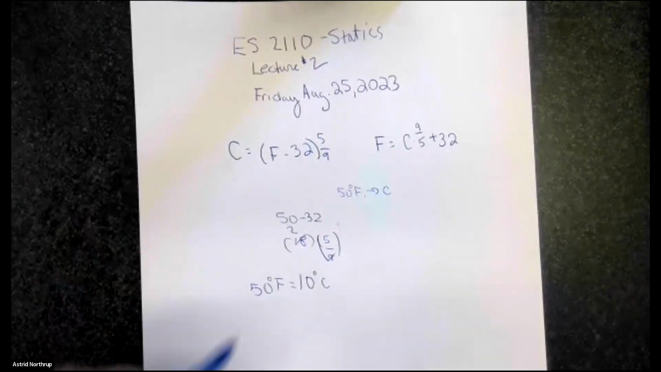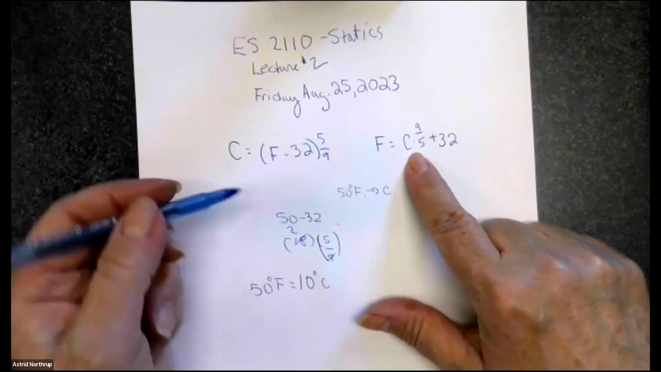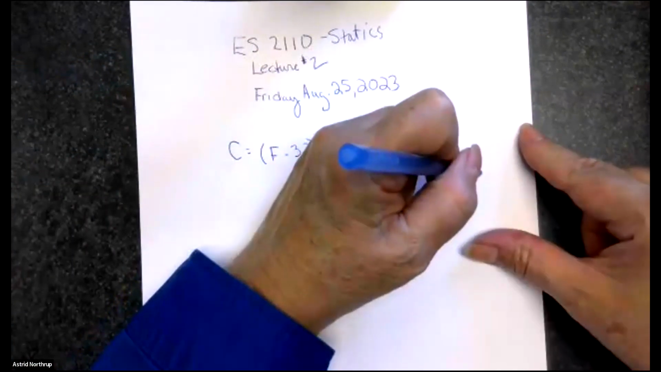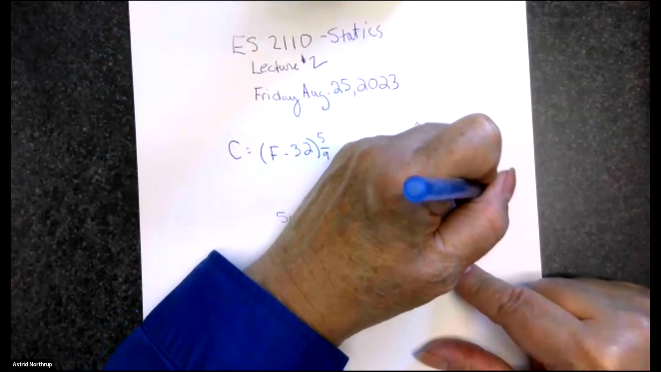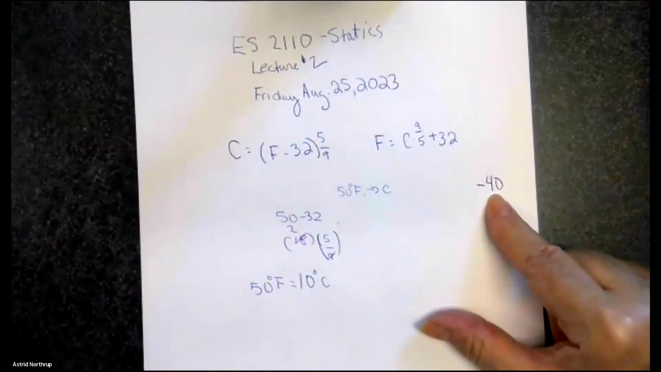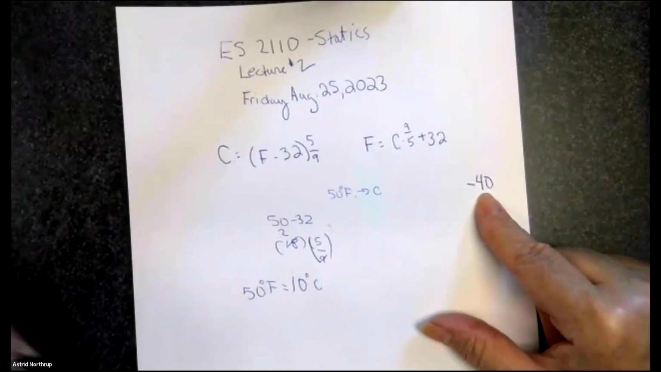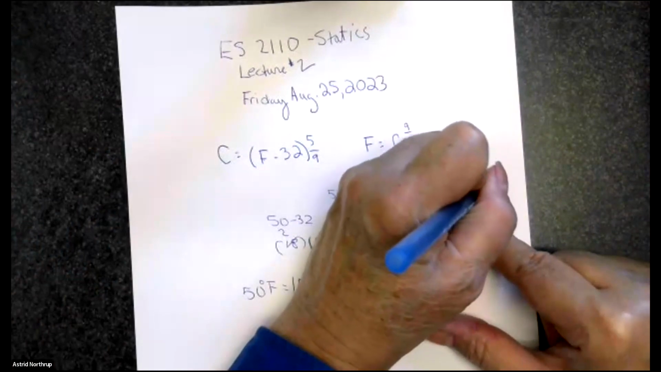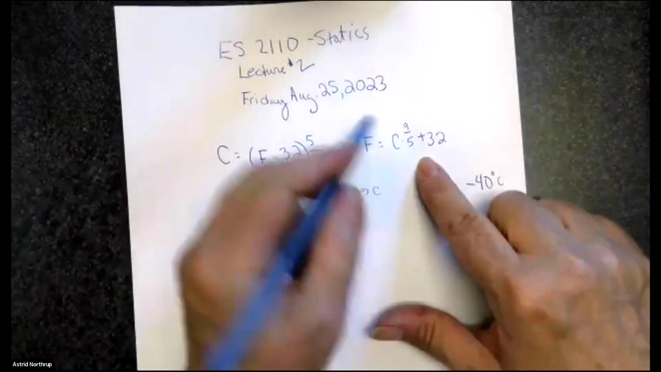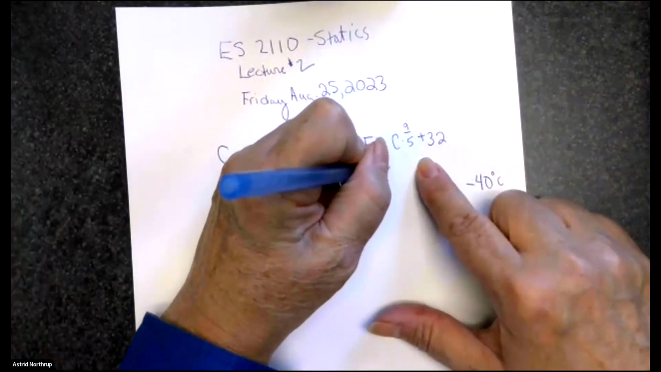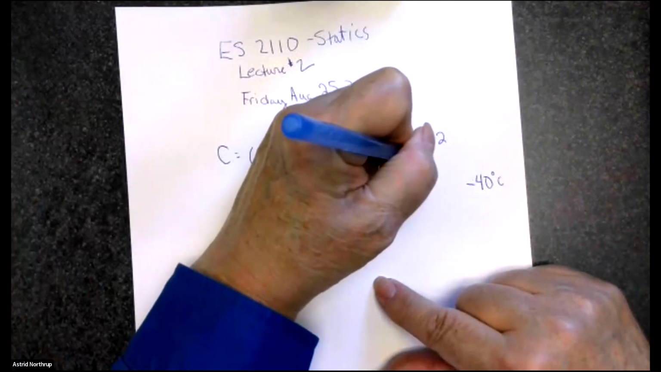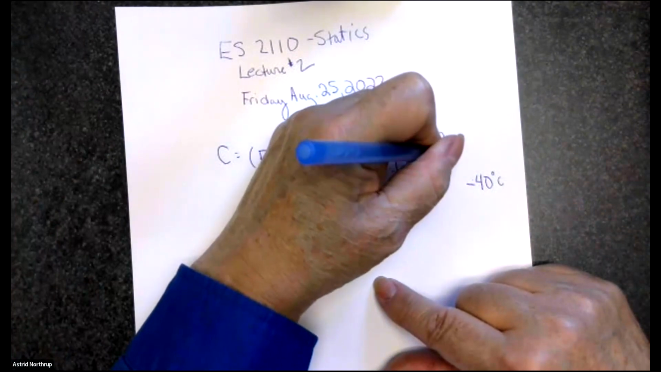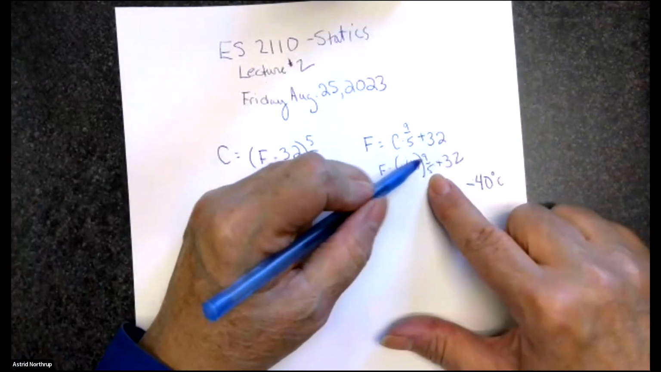Now, going the other way, you would do the multiplication first. So if you were given, I'll just show you this one because it's kind of a funny thing, let's just say we have negative 40 degrees Celsius. If we plug it into this formula, we would get that the Fahrenheit would be equal to negative 40 times 9/5 plus 32. And when I take this, it is 8.